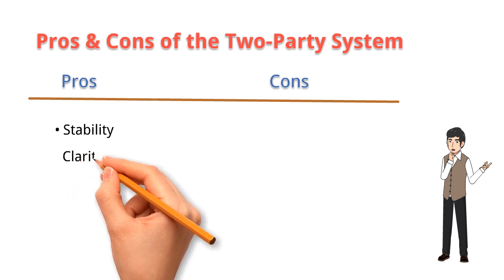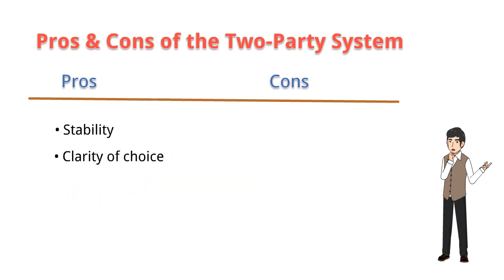2. Clarity of choice. A two-party system simplifies the political landscape for voters by presenting them with clear choices between two major parties. This can make it easier for voters to understand the differences in policy positions and ideologies, leading to more informed decision-making. 3. Bipartisanship and consensus building. A two-party system encourages parties to seek common ground and engage in bipartisan cooperation. In order to pass legislation and govern effectively, parties often need to find areas of agreement and compromise, fostering a culture of consensus building and cooperation.